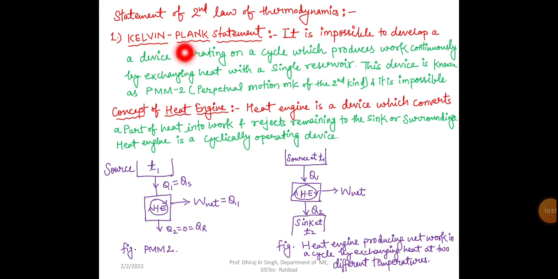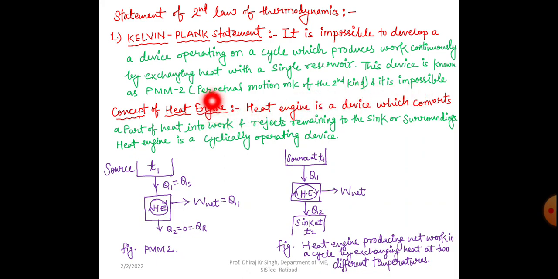The first statement, the Kelvin Planck statement, was basically for the heat engine. What Kelvin Planck stated is: it is impossible to develop a device operating on a cycle which produces work continuously by exchanging heat with a single reservoir. This device is also known as PMM2, that is perpetual motion machine of the second kind, and it is not possible.